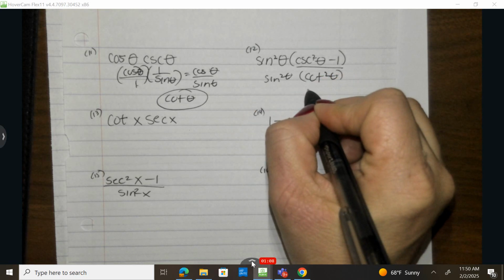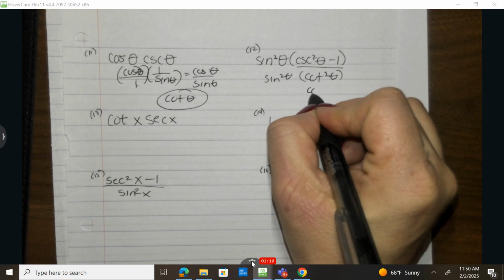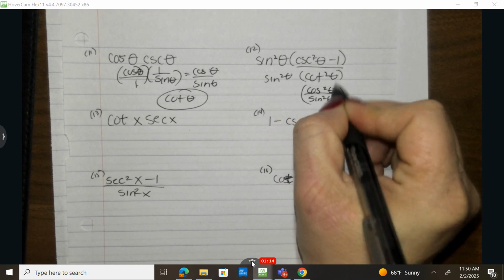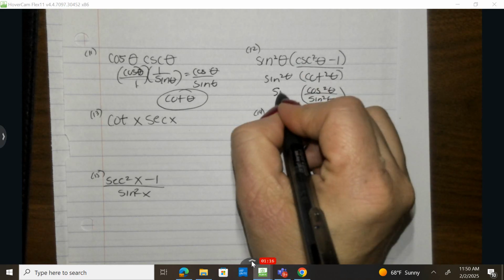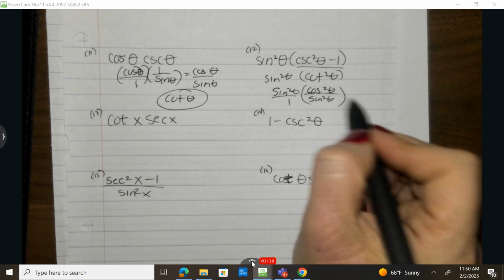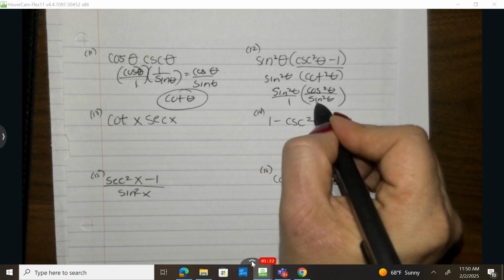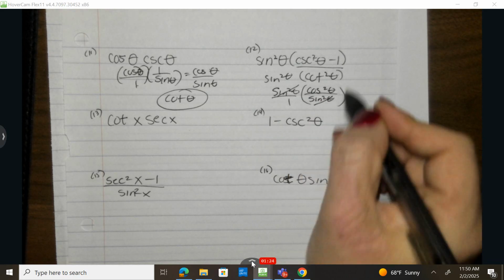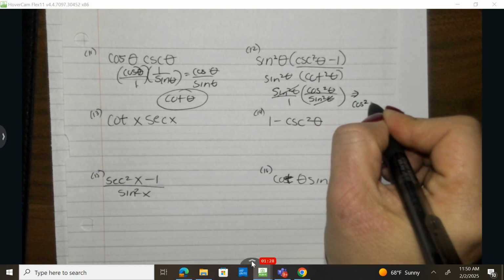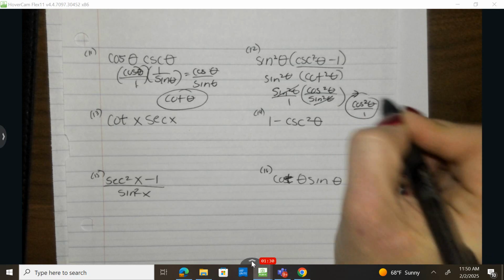Now, cotangent squared is equivalent to the cosine squared theta over the sine squared theta. That's what cotangent squared is equivalent to. Before I take time to multiply across, I see I have a sine squared theta on top and also on the bottom. So they are going to simplify down to 1. I'm left just with cosine squared theta. You can write it over 1 if you prefer.